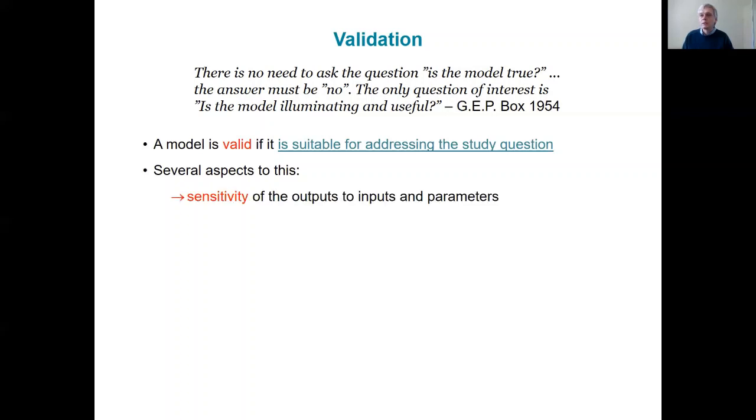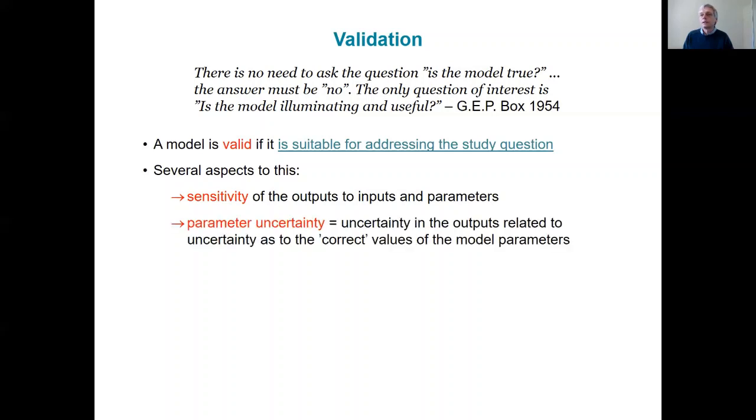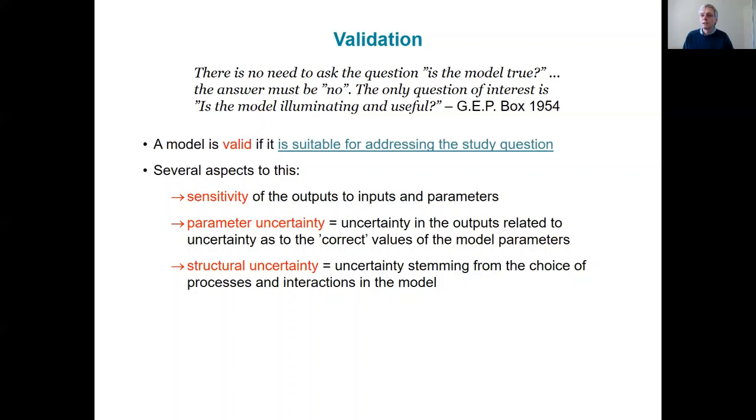And there can be several aspects to this. It's about the sensitivity of the outputs to inputs and parameters. It's about the parameter uncertainty, something that you'll be learning techniques to characterize in this training course. It's about the structural uncertainty, whether the model represents key processes, interactions, and feedbacks of the ecosystem in a way that is adequate for answering our question. Doesn't need to be perfect, shouldn't be perfect. The model's a simplification, that's the essence of it.